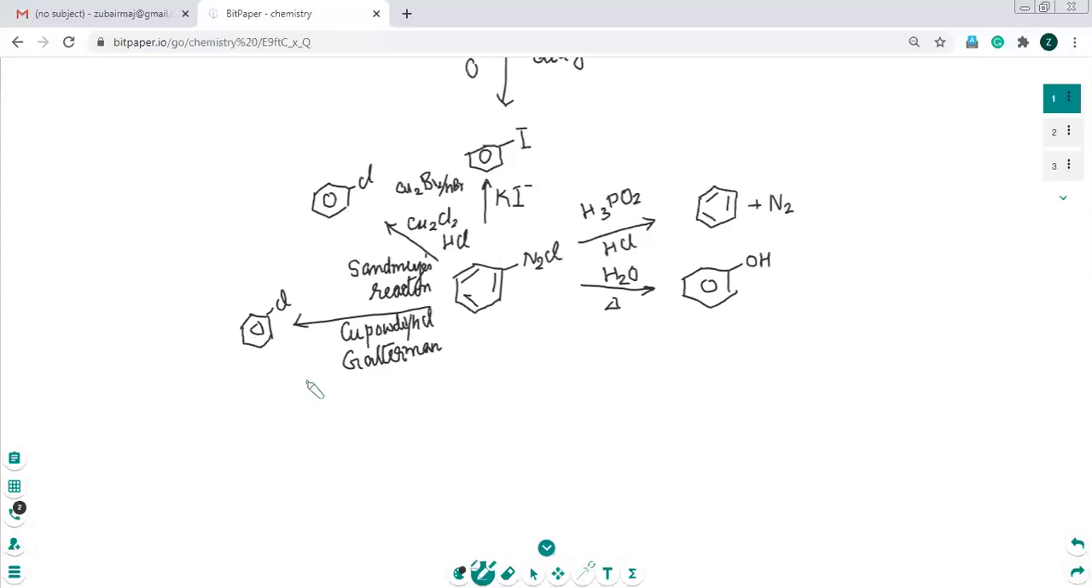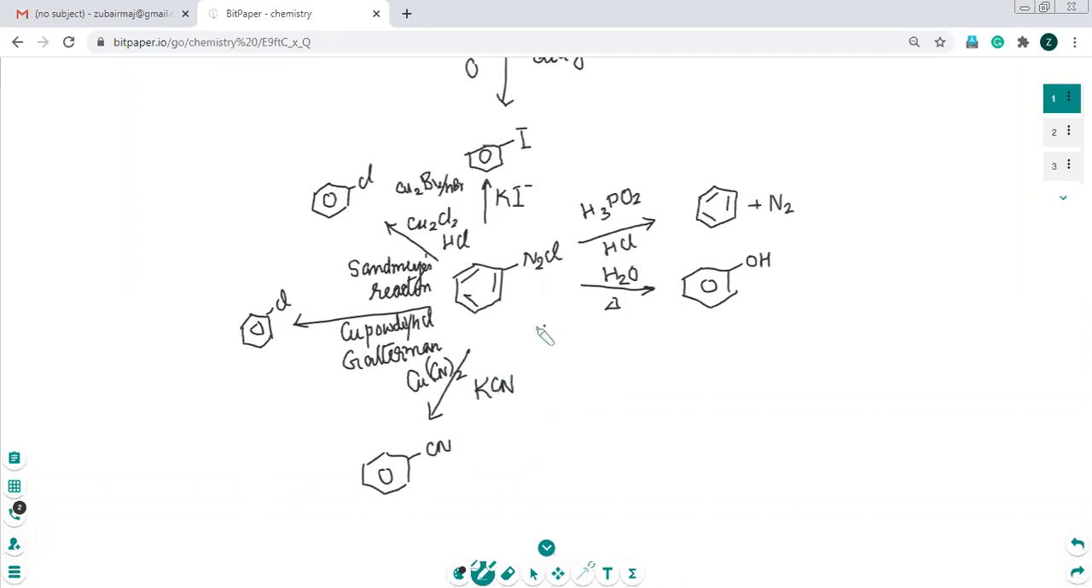Now you can do one more thing. You can react this with cuprous cyanide and potassium cyanide, CuCN twice and potassium cyanide. You'll get the cyano compound, phenyl cyanide. Or you can use copper and potassium cyanide. That also will give you the same product.